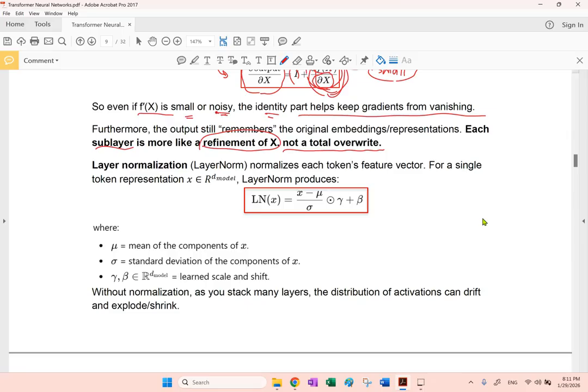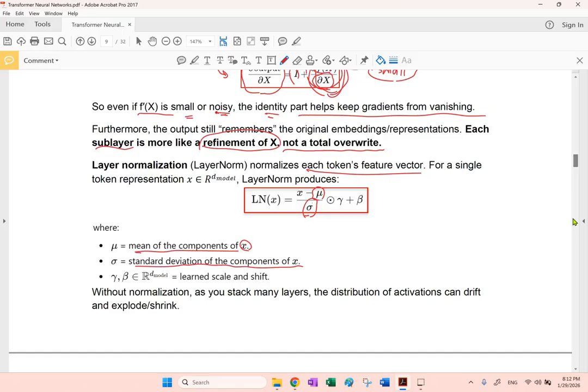The way you normalize each token feature vector, this x plus MHA of x, is that for each token you subtract the average and divide by the standard deviation. That is going from average mu and standard deviation sigma to average 0 and standard deviation 1, which is what we call normalization. So mu is the mean of components for token x, and sigma is the standard deviation of components for x. So you bring it down to a distribution of average 0, standard deviation 1.